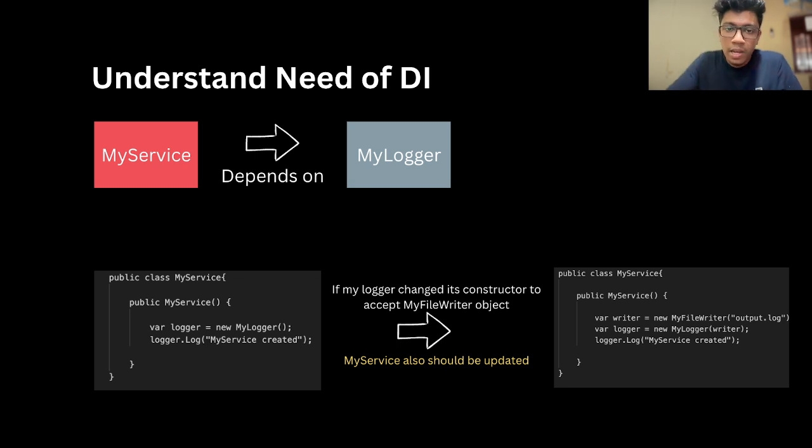But suppose my logger changed its constructor to accept my file write object. So it changed to accept another object in the constructor. So my service also should be changed like that. We can't construct it because it is expecting something for my logger class, so we need to provide that also. That change happened in the my logger object, I mean that change in the dependency affected the my service class also. Because of that, this is a problem.